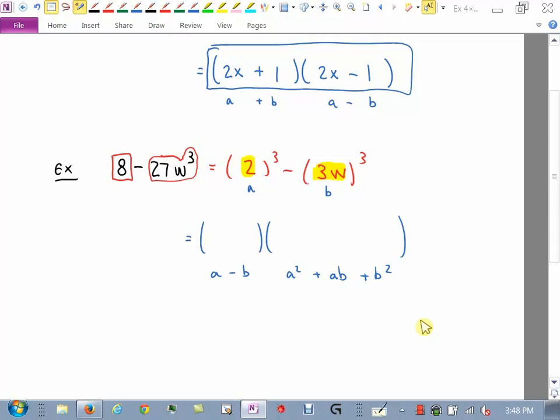Okay, what'll it be in here? What's A minus B? It'll be 2 minus 3w. What's A squared? 4, plus what's A times B? 6w, right? Because that's 2 times 3w. And then what's B squared? Be careful on that one. 9w squared. Good.